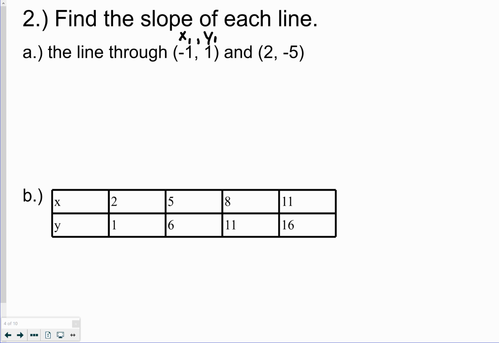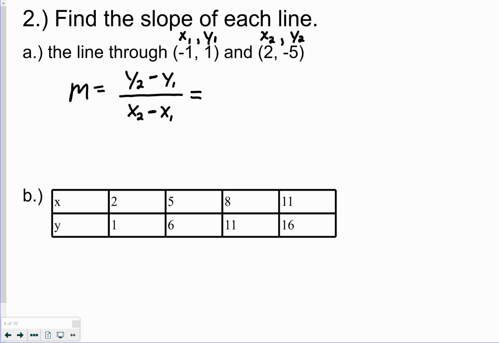Now if I label those as my first x and y's, my 2 and negative 5 are going to be my second ones. Is everybody clear on what I'm doing here? I'm just telling my brain this is what you're going to use when you use the slope formula. So the formula for slope is the change in your y over the change in your x. What is going to be the subtraction that I write for the numerator? Who's got the subtraction that I'm going to write for the numerator?